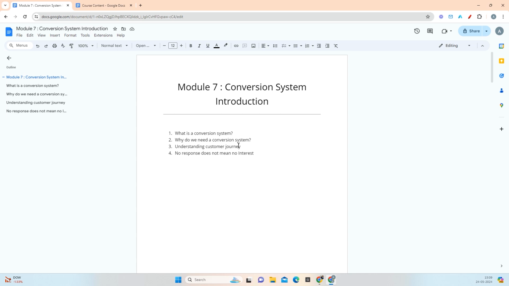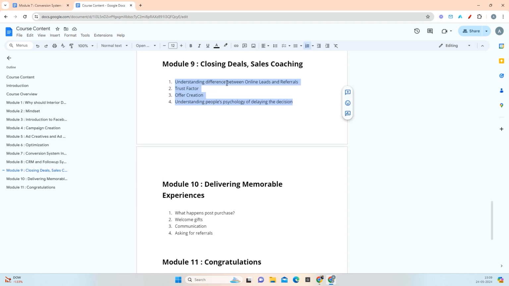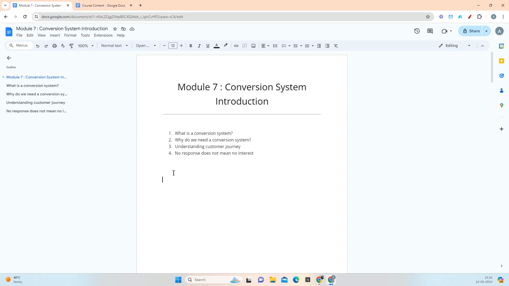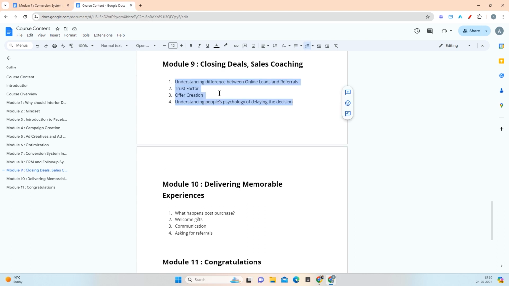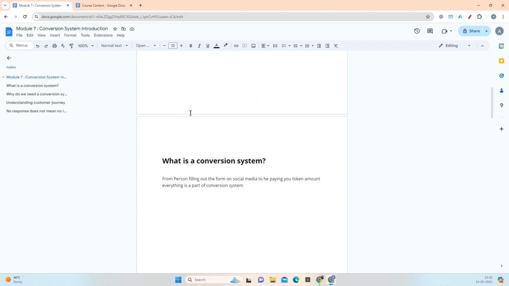So in this particular module, we are going to talk about what a convergence system is, why we need a convergence system, we'll understand a little about the customer journey, and one of the most important parts we are going to discuss, which is: no response does not mean no interest. Right, and this is where this module is connected to the ninth module, wherein we are going to talk about closing the deals, like how exactly to close online deals. So this module is closely linked with module number 9. Now, without wasting any time, let us dig deep into it.